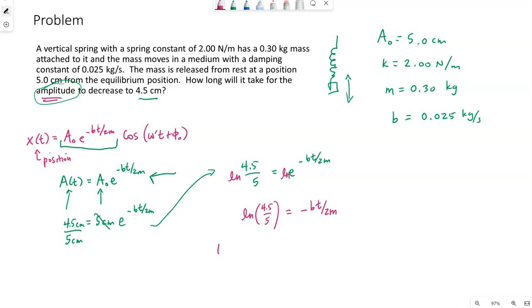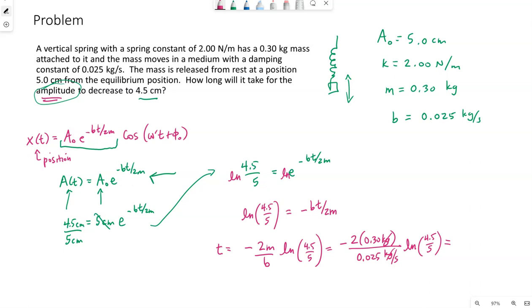We're looking for the time, so I can bring the 2m over b and multiply that over. So the mass in this case, the 0.3 kilograms, over b, 0.025 kilograms per second, times the natural log. These kilograms are going to cancel, and we're going to end up with units of seconds, which is good because we are looking for a time.